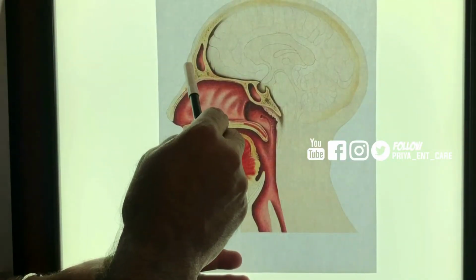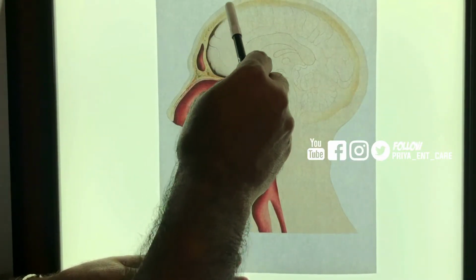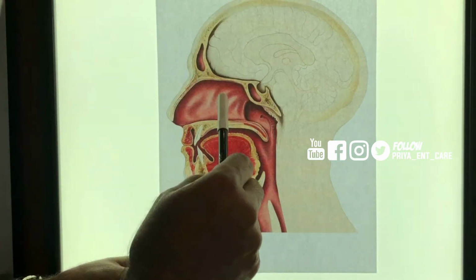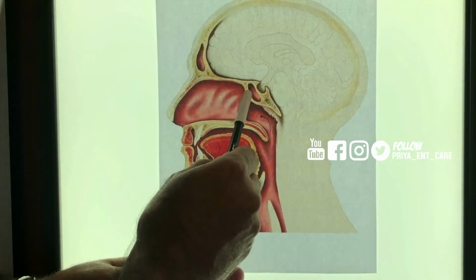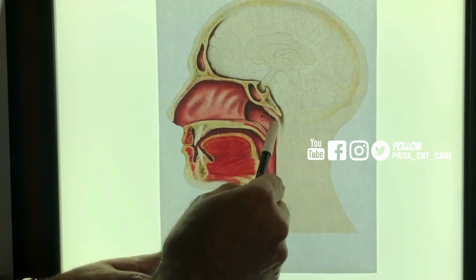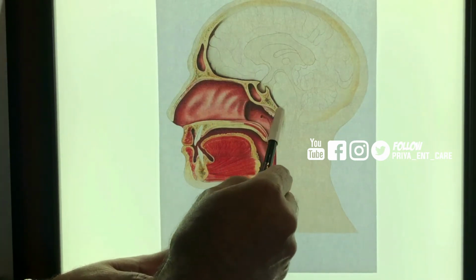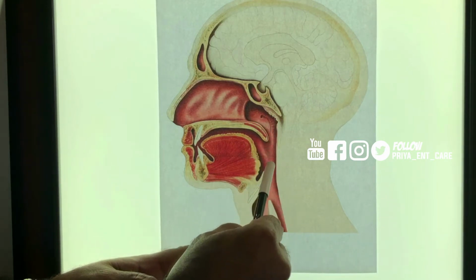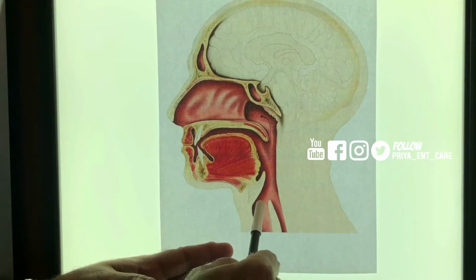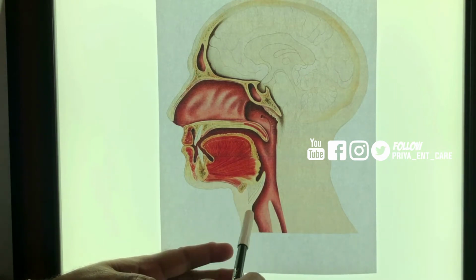So let us start. So dear viewers, what you see here is the cross section of the human head. In this cross section we can see this is the portion belonging to the nose, and behind the nose is the nasopharynx. This is the portion of the throat, and below that is the voice box or the larynx, and onwards the trachea, and then the lungs.